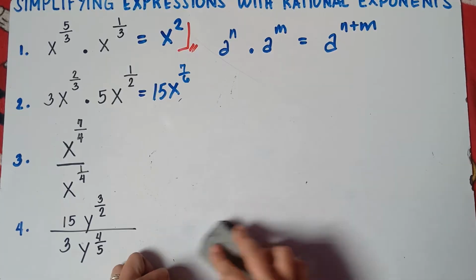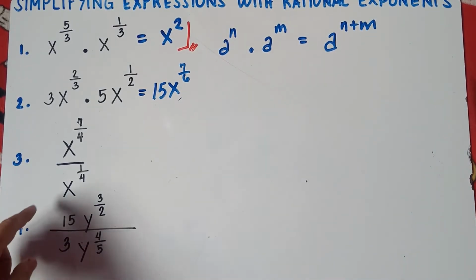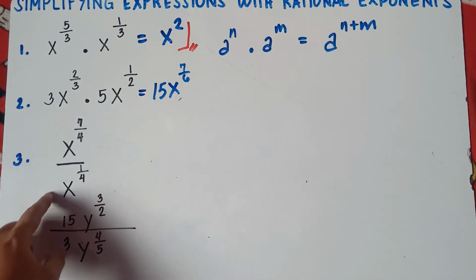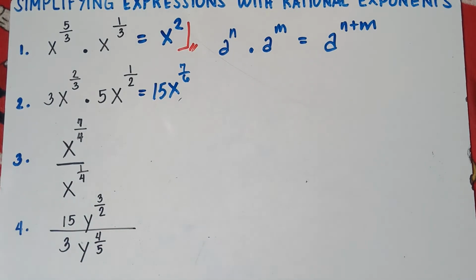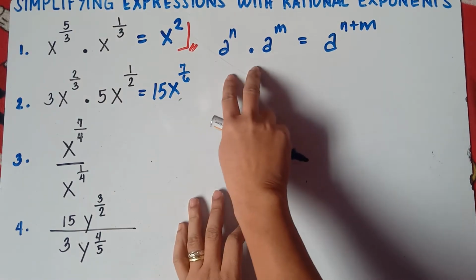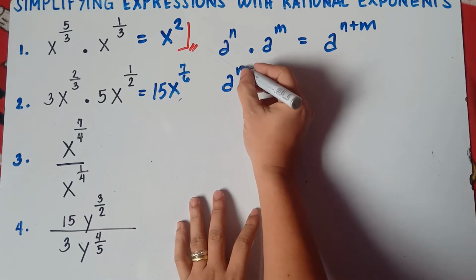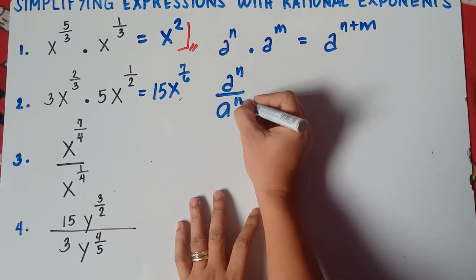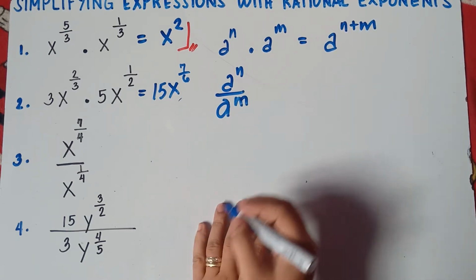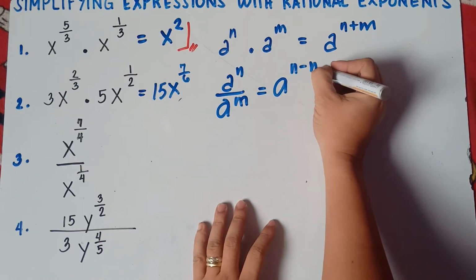Let's try number 3 and 4. Now in 3 and 4, class, if we have a variable, same basis, then division, we will recall the quotient rule. So in the quotient rule, so this is the product rule, multiplication. Now in the quotient rule, division, if we have the same basis, a raised to the power of n, divided by a raised to the power of m, it says a raised to the power of n minus m.